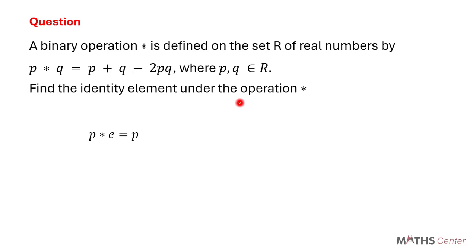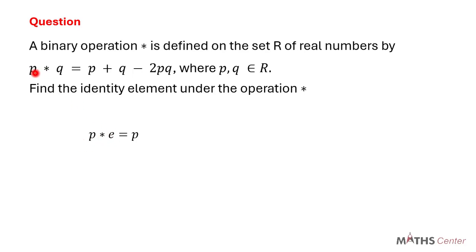We have learned that if E is the identity element, then P star E is equal to P. Or you can also say Q star E is equal to Q, or A star E is equal to A, which is the same thing. So here we are using P and E as the identity element. So P star E is equal to P. Let's compute what we have on the left hand side, which is P star E.